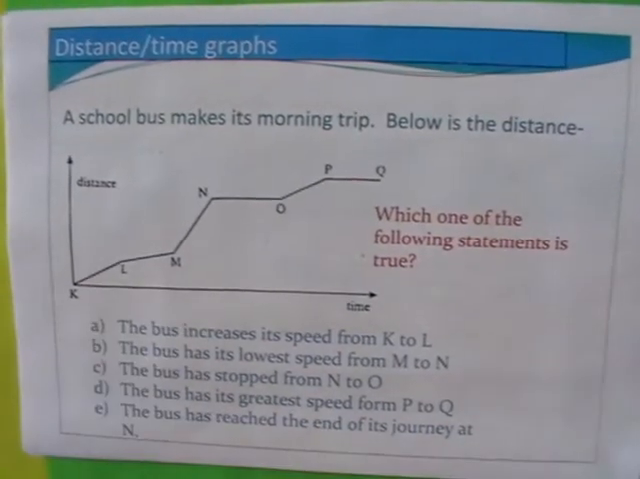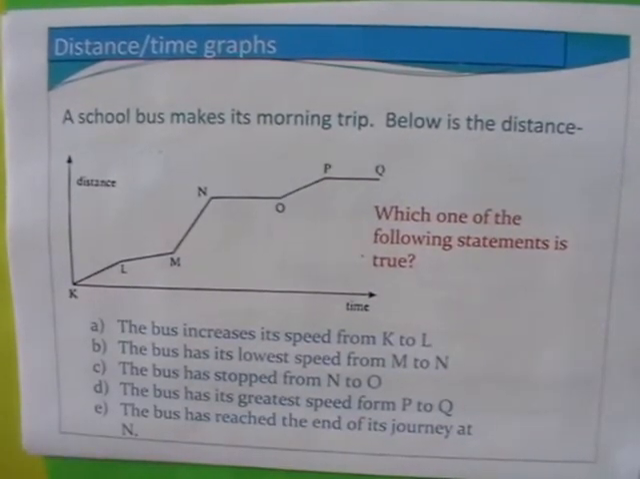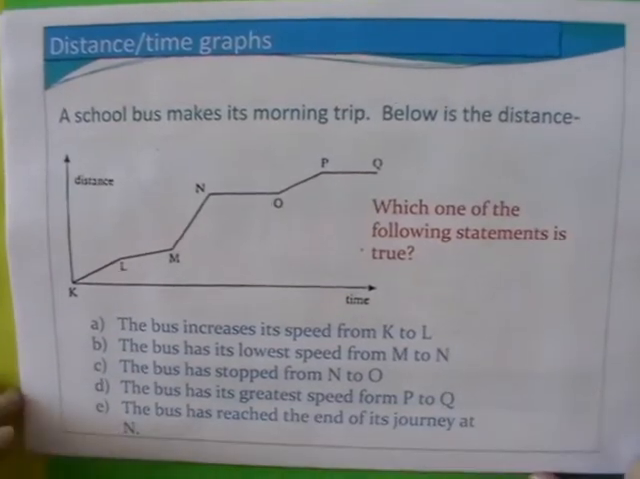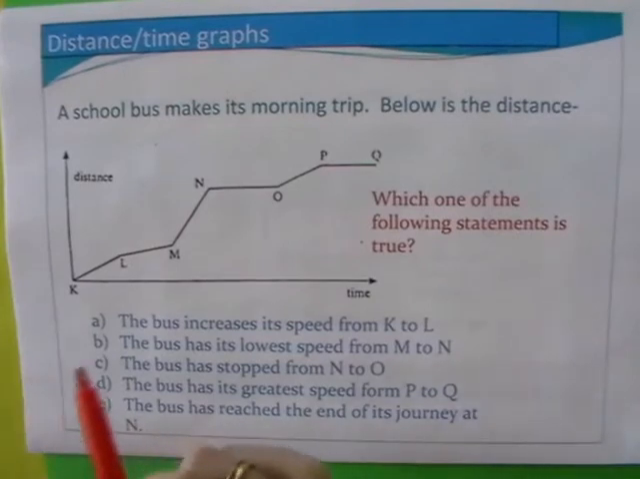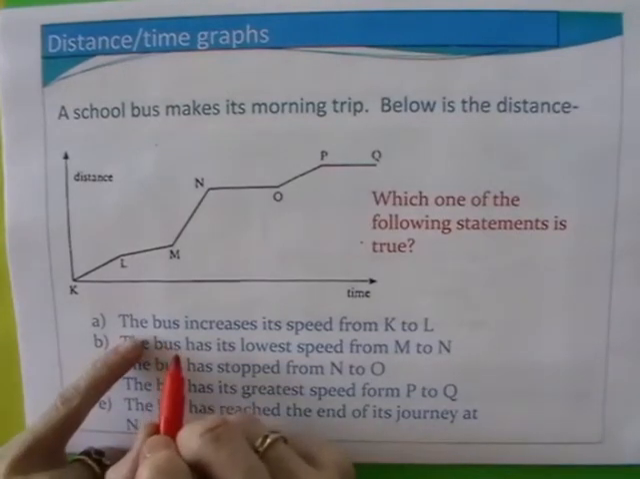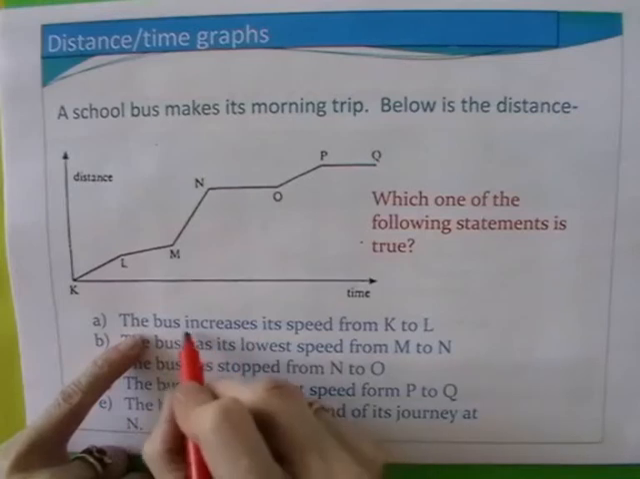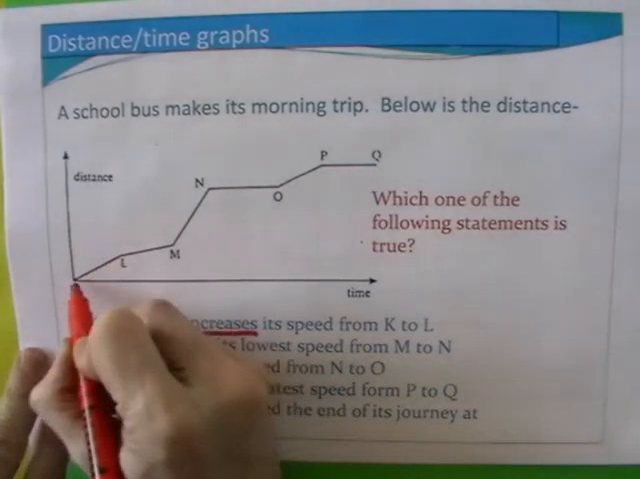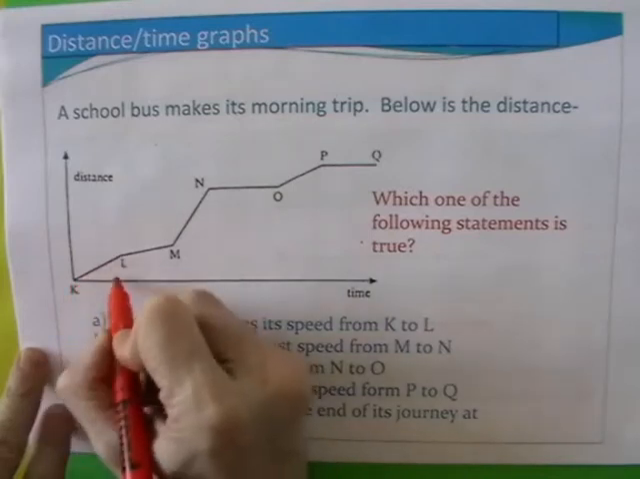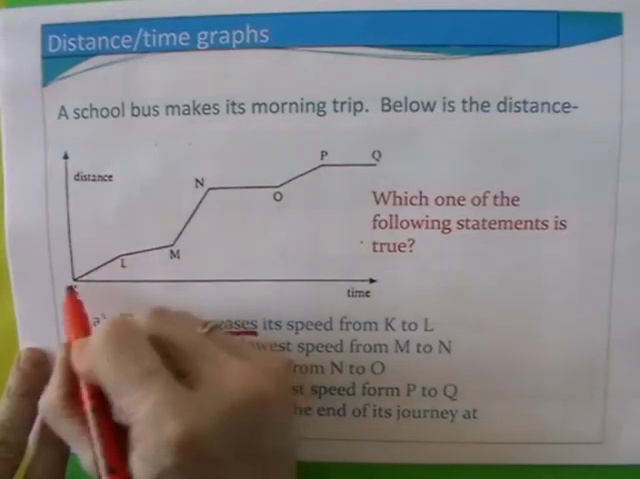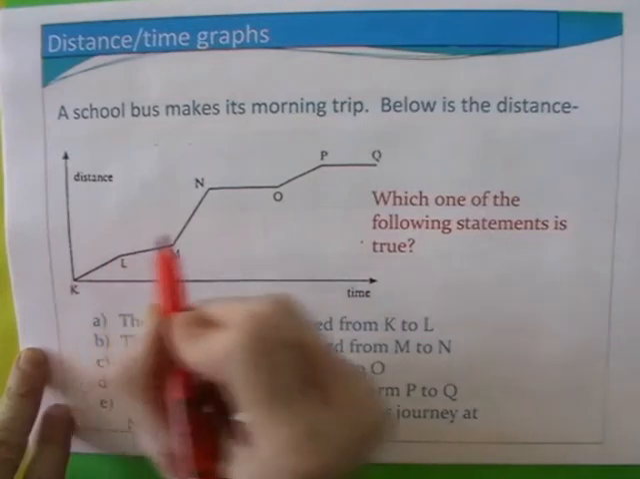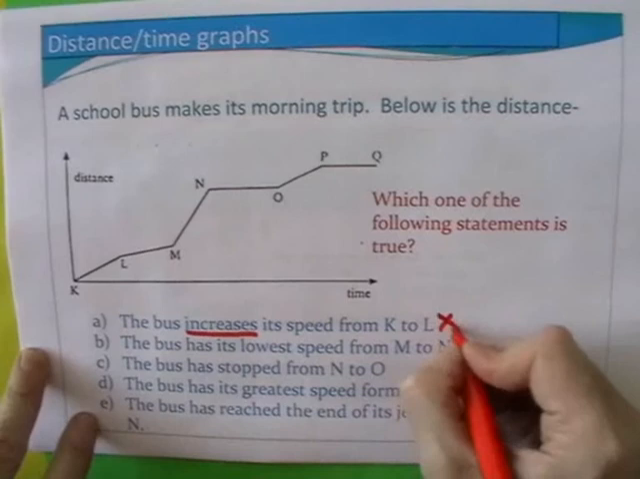Another question. A school bus makes its morning trip. Below is a distance time graph. Which one of the following statements is true? So we'll just go through them and see if they're true. So from K to L, the bus increases its speed. Now, this is a constant speed here, K to L, and we know that because it's a nice straight line on a distance time graph, and the gradient of a straight line gives you the velocity or speed, and that's constant. So that's not true.